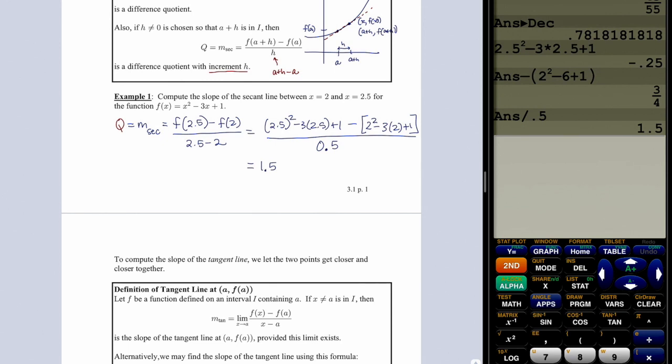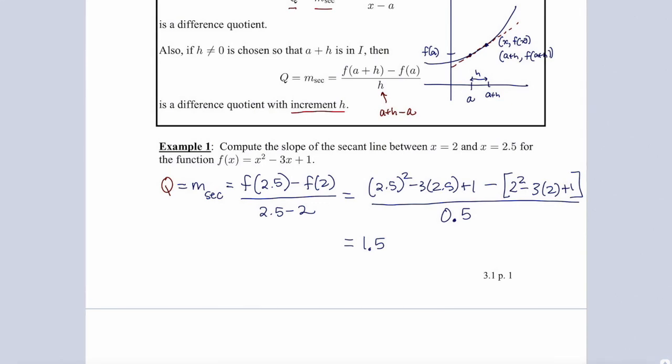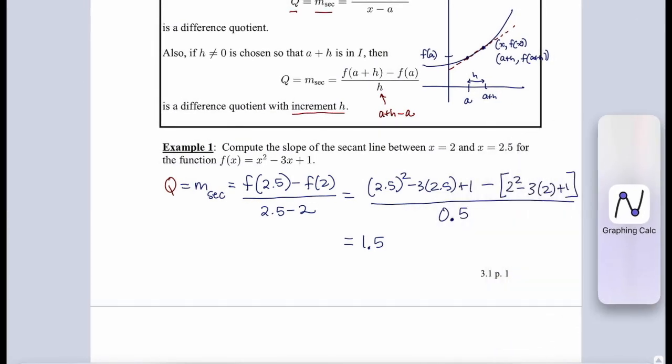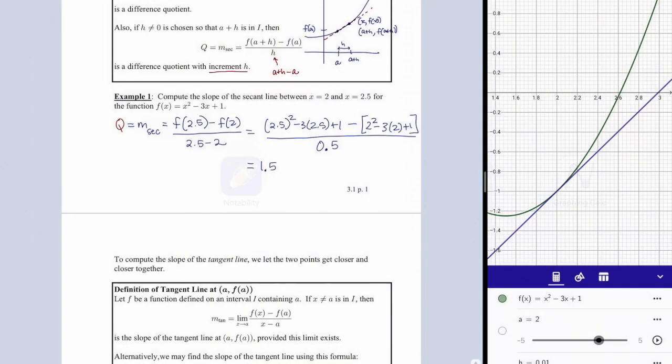Before we move on, I want to take a look at the graph of that function, but I'm going to use GeoGebra instead. And I have this function already entered in GeoGebra. So I've got x squared minus 3x plus 1.